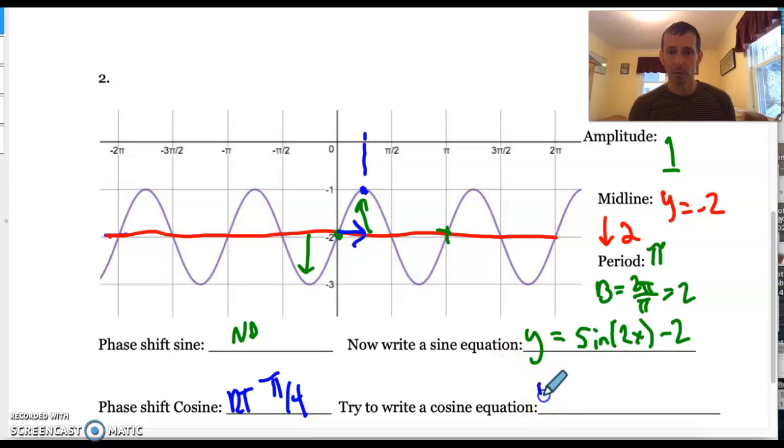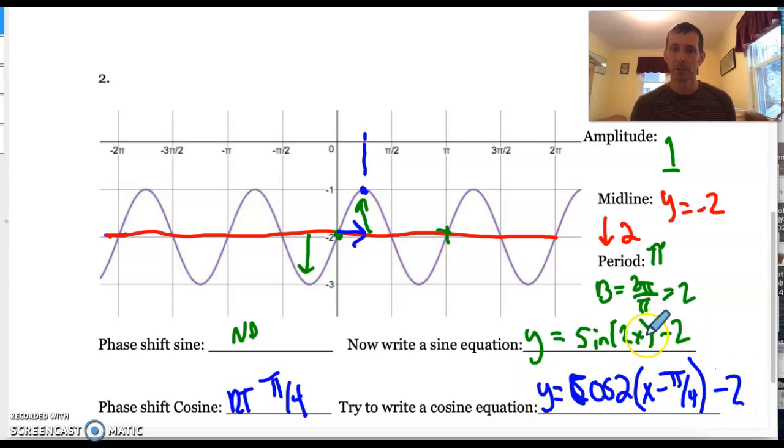And so my cosine equation, again, amplitude doesn't change. The only thing that changes is that as a cosine graph, the b is still 2. That's got to sit outside of my parentheses. And it's a right pi over 4, so I put x minus pi over 4. Close it, and it's still down 2. And that's my cosine equation. Again, the only thing that changed was the phase shift.